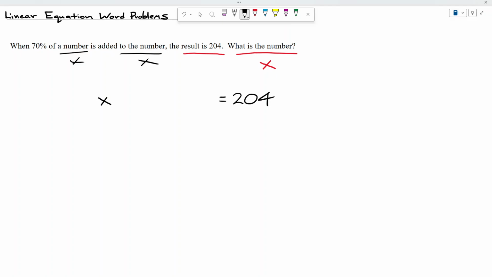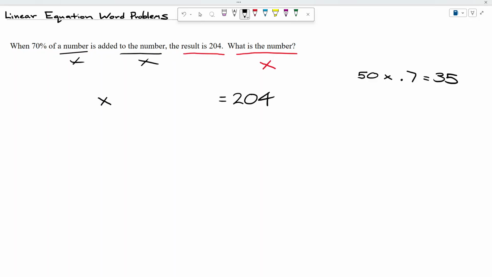So we're saying when 70% of a number, our number x that we're trying to figure out. Well, if we want to know what 70% of a number is, how can we figure that out? Like if we wanted to figure out what 70% of 50 is, how would we put that into our calculator? We would just take 50 and then multiply it times 0.7, in which case that would give us 35.